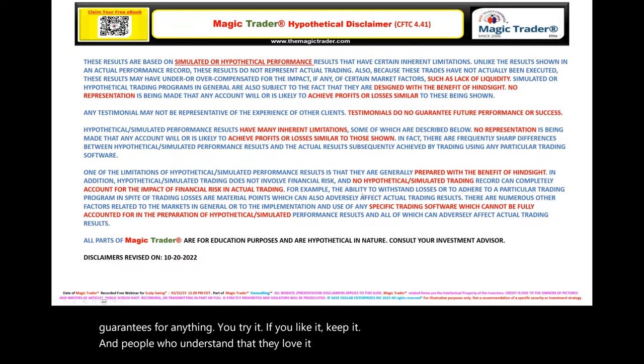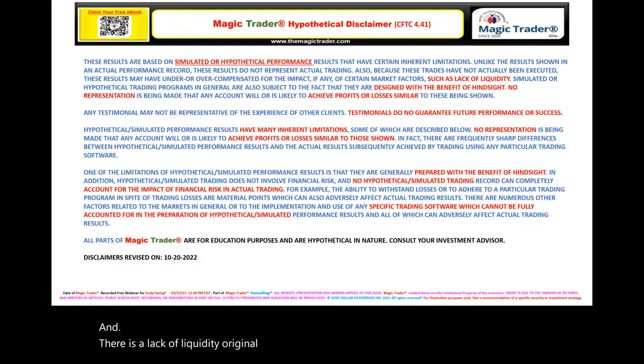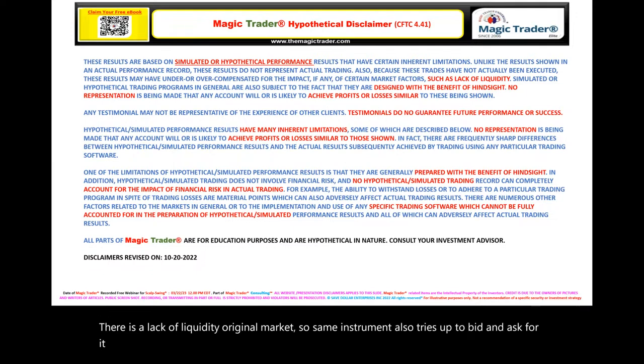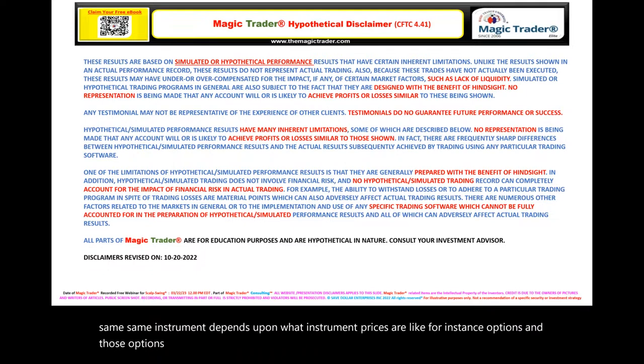There's a lot of things this software offers, and you have to understand how to find those secrets on a chart. And there is always a lack of liquidity in a market, so the same instrument also dries up. So the bid and ask spread goes very high, and you've got to understand that your performance will be different with the same instrument, depending upon what the instrument prices are. For instance, options in a certain series will have a lot of spread, and you've got to find the right one for you.